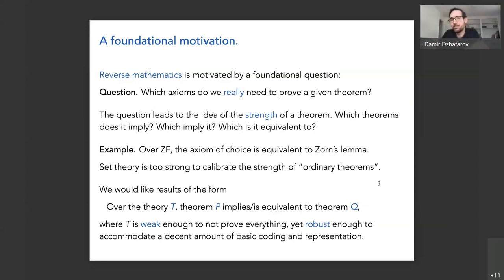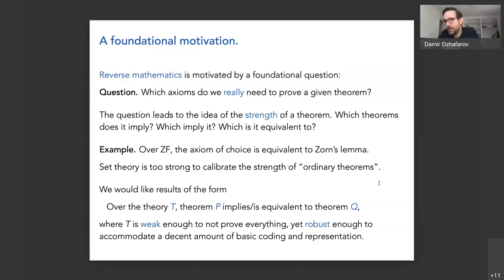For all theorems of, let's say, ordinary mathematics. If you ask this question, the answer naturally leads you to the concept of the strength of a theorem. If you need stronger axioms to prove a theorem, not just that these axioms are sufficient to prove the theorem, but you need them, they are necessary, then you might say the theorem is somehow strong. If it's provable in a very weak system, with very weak axioms, you might think it's a weak theorem. Or if two theorems require exactly the same axioms, you might say they are kind of equivalent in strength.